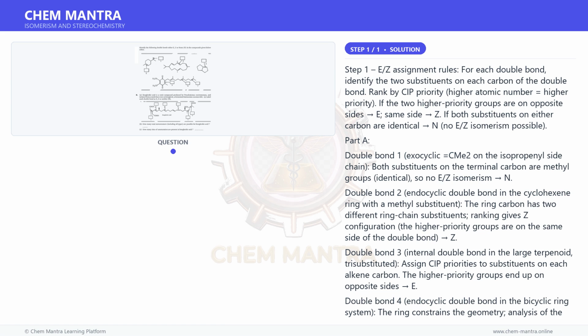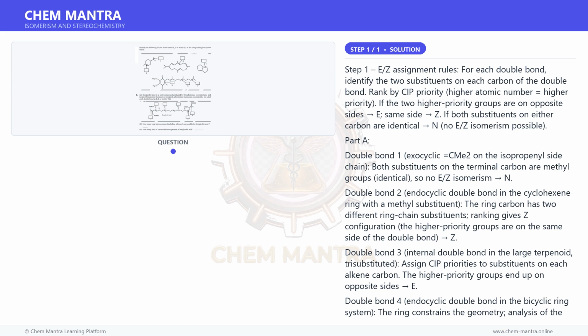Z. Double bond 3, internal double bond in the large terpenoid, trisubstituted. Assign CIP priorities to substituents on each alkene carbon. The higher priority groups end up on opposite sides, E. Double bond 4, endocyclic double bond in the bicyclic ring system. The ring constrains the geometry. Analysis of the substituent priorities gives Z.